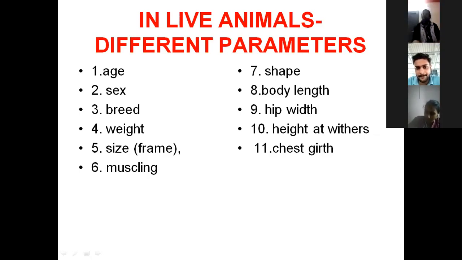Weight, then the size. Size is the framework, how huge the animal is. Then muscling, how much muscle is developed. Then we have the shape of the animal, what is the structure of the animal: body length, hip width, height at withers, and chest girth. So these are the different parameters we take into consideration when judging the live animal for meat purposes.